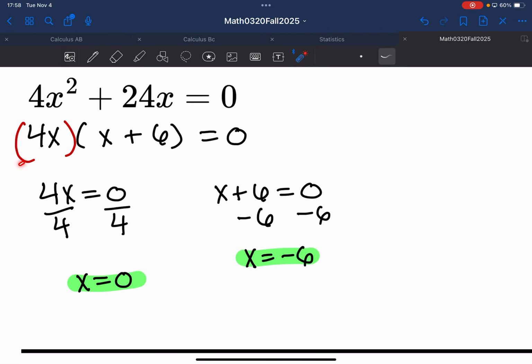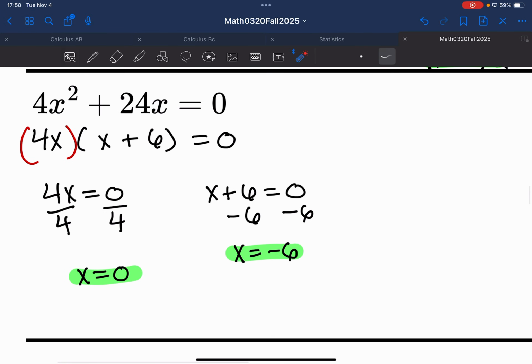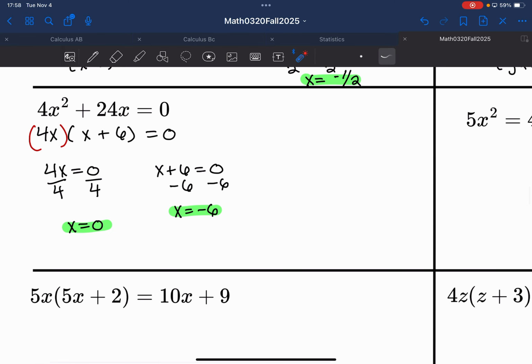Like when it's like this, we take it out, always the first parenthesis equal to 0, always this next parenthesis equal to 0, whatever is in those parentheses. Yeah, they always should equal 0. I guess I'm confused on the question.